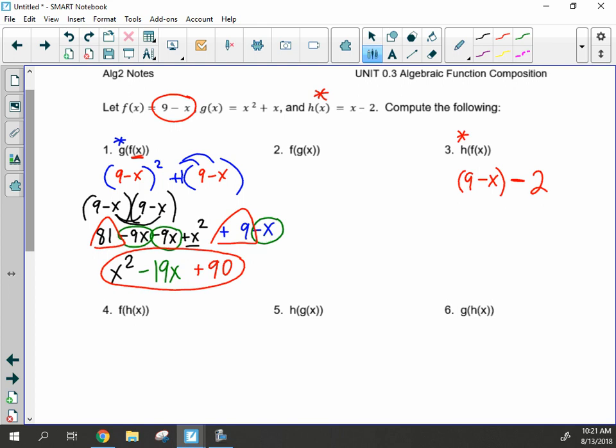7. I'm going to put the X first, though. It has to be in standard form. So negative X first, and then plus 7, and that's our final answer.